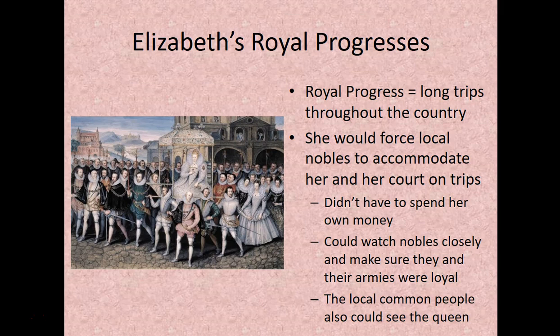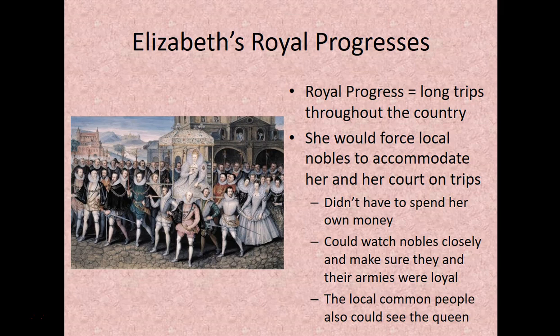In doing so, she saves her own money, right? She's not living in London. She's not forced to pay for her own upkeep or that of her court, because they're all being paid for by the noble while she's spending time with them. And since she's living with those nobles, she's also able to watch over them and the armies that they can raise. And in this way, she can ensure loyalty.